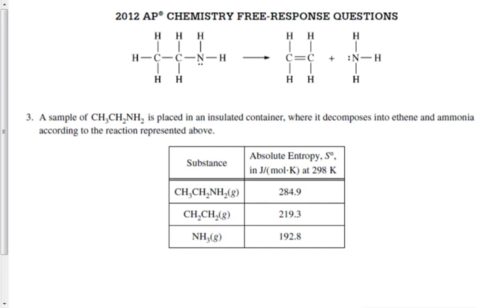A sample of CH3CH2NH2, here we go, is placed in an insulated container where it decomposes into ethane and ammonia according to the reaction represented above. So there it is. And then below, you get a bunch of data, which we can talk about. A.